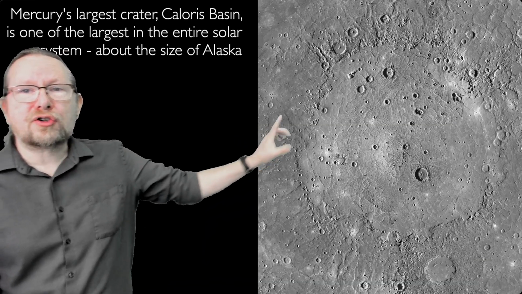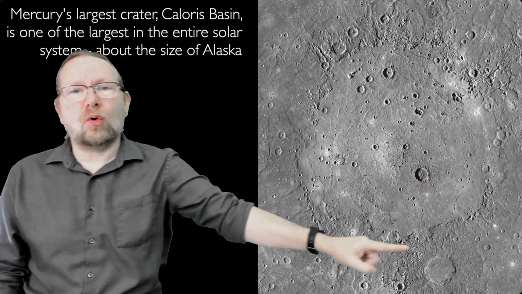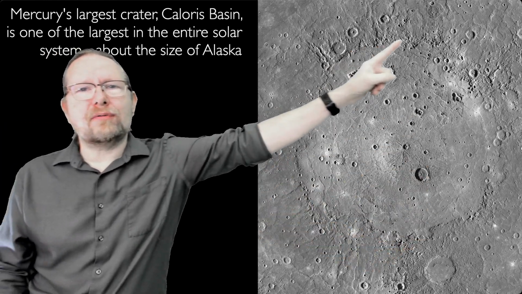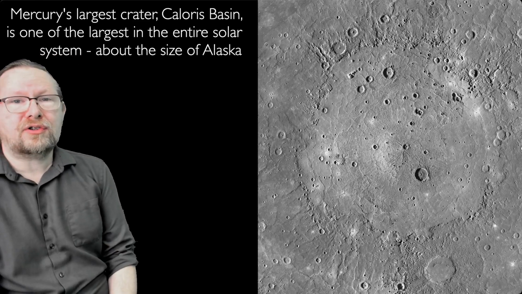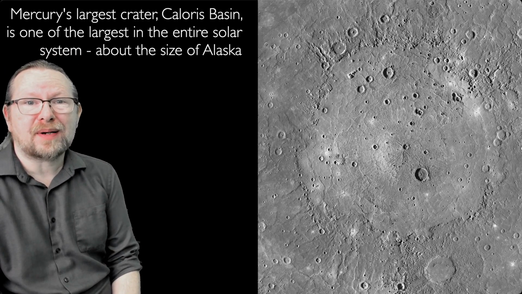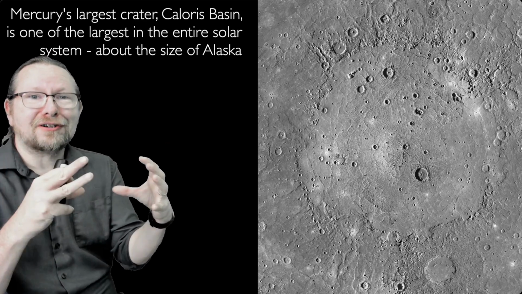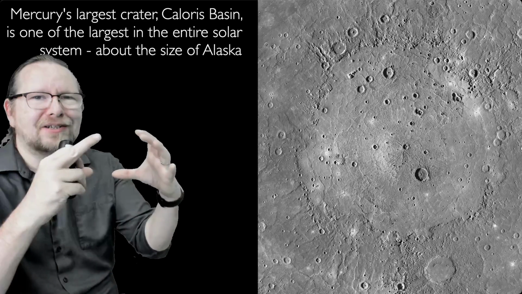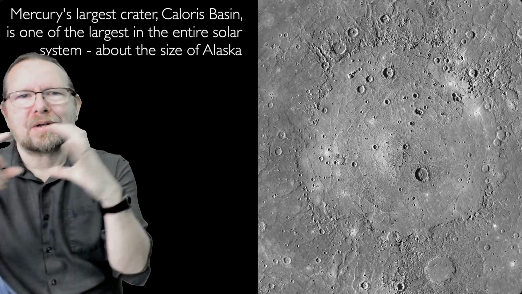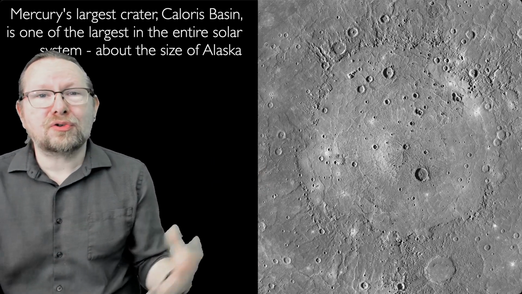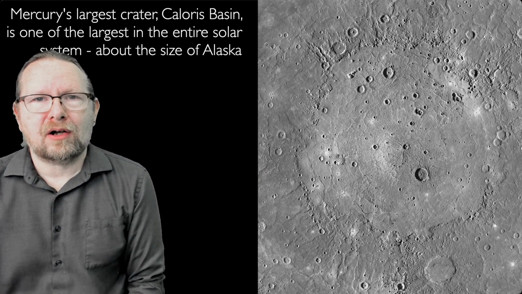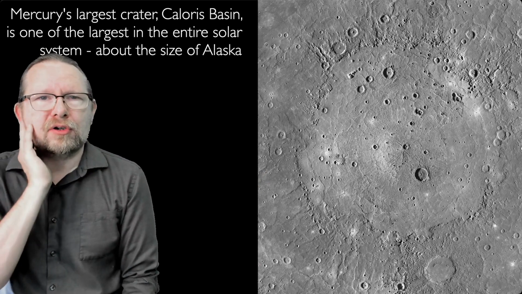One of the largest craters in the solar system, this old, maybe even partially filled in crater called Caloris Basin, is one of the largest craters in the whole solar system. It's about the size of Alaska, and Mercury is way smaller than the Earth. So if you imagine taking Alaska and putting it on a planet that's less than half the size, it's a huge crater from a very, very large impact in Mercury's past.